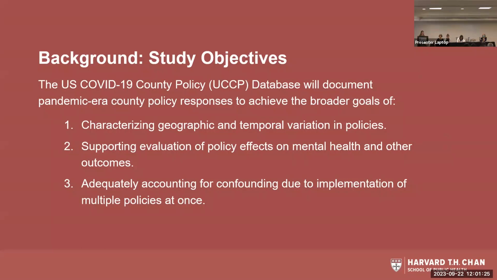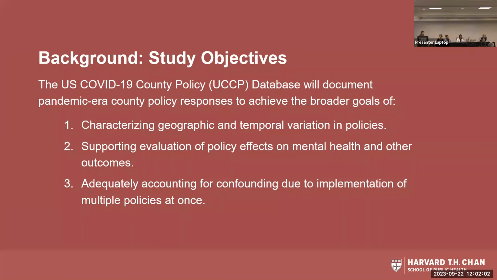So some of you may have heard me discuss the UCCP database before today, but as a reminder, our objectives are to document U.S. county level policies during the COVID-19 pandemic to achieve a few broader goals. First, we hope to be able to better characterize geographic and temporal variation in policies, which is the focus of my presentation today. And then second, we're going to be examining the effects of these policies on mental health, and other people can look at other health and social outcomes by linking the UCCP database with national survey and administrative data sets that include the health outcomes of interest.